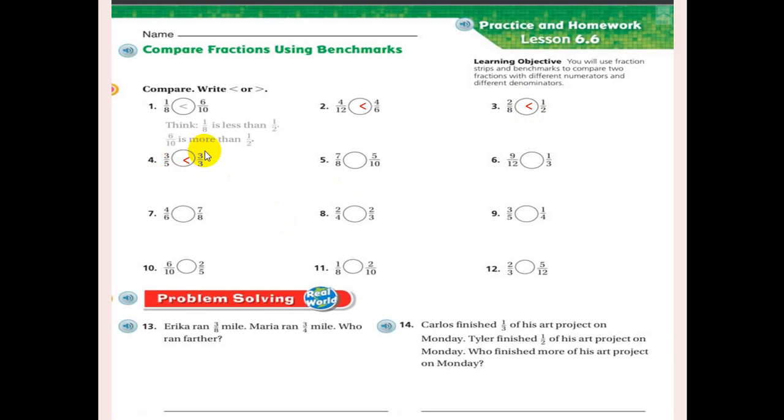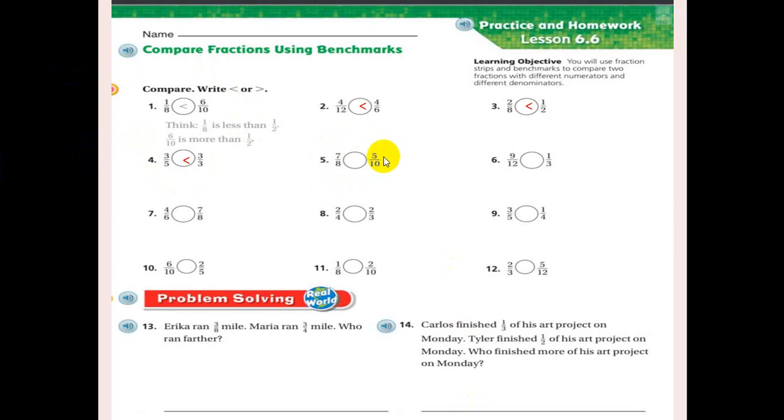Here 3/5 and 3 over 3. 3 over 3 equals what? Equals 1. 1 is bigger than any fraction whose numerator is smaller than its denominator. Okay, 1 is bigger.